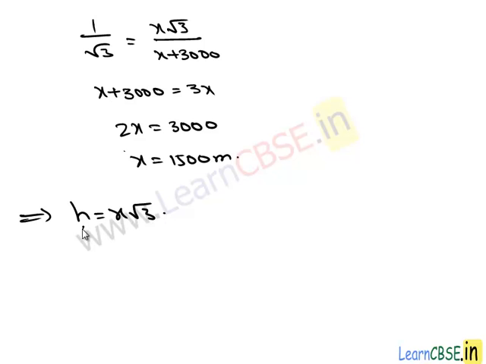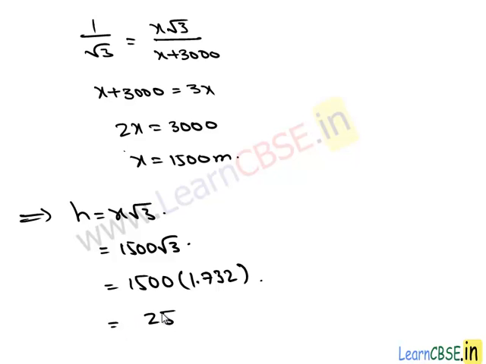What we have assumed, h is the constant height at which the jet is flying. So it is 1500 times root 3, and we are given the value of root 3, which is 1.732. By simplifying this, we get the value of the height at which the jet is flying, 2595 meters, and this completes our solution.